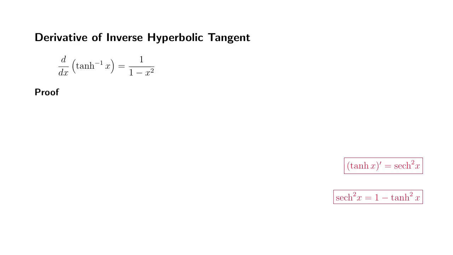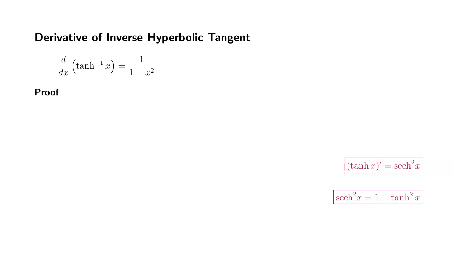All right, let's look at the derivative of inverse hyperbolic tangent. So the derivative of inverse hyperbolic tangent of x is 1 over 1 minus x squared. All right, let's see if we can prove this.